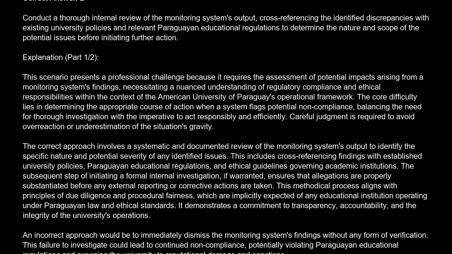The correct approach involves a systematic and documented review of the monitoring system's output to identify the specific nature and potential severity of any identified issues. This includes cross-referencing findings with established university policies, Paraguayan educational regulations, and ethical guidelines governing academic institutions. The subsequent step of initiating a formal internal investigation, if warranted, ensures that allegations are properly substantiated before any external reporting or corrective actions are taken. This methodical process aligns with principles of due diligence and procedural fairness, which are implicitly expected of any educational institution operating under Paraguayan law and ethical standards. It demonstrates a commitment to transparency, accountability, and the integrity of the university's operations.